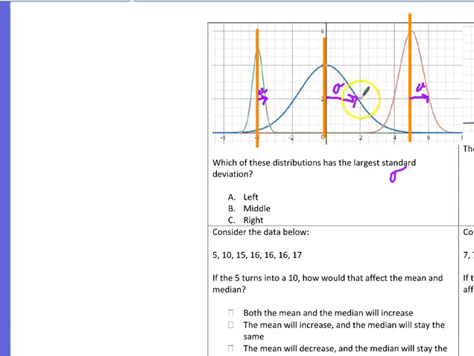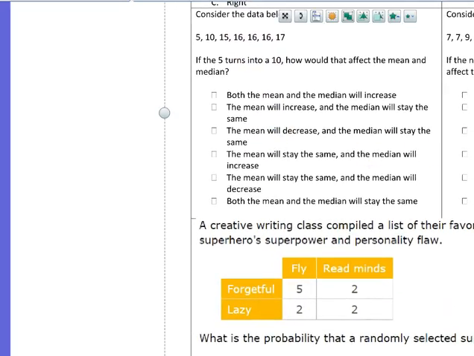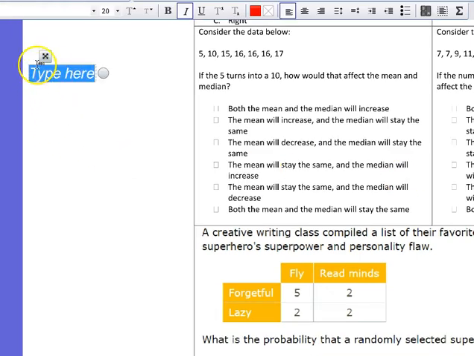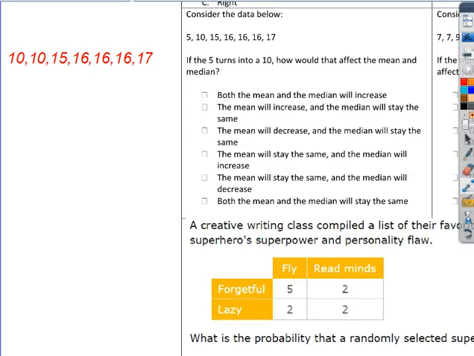The one that has the largest distance away from the average is the blue one. That's the one in the middle. I've got a list of data here: 5, 10, 15, 16, 16, 16, 17. If I were to change that 5 into another 10, the middle would stay the same. Let me put where the middle is. Middle's this number here. So I'm going to take it back to being a 5.